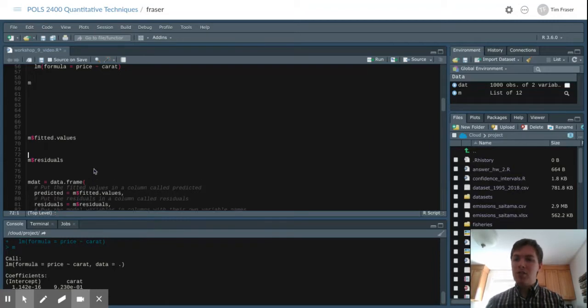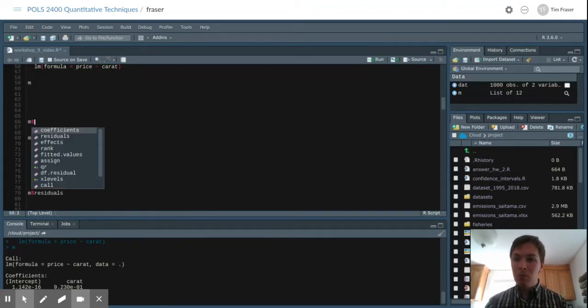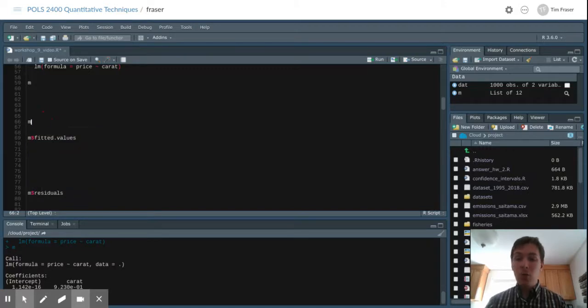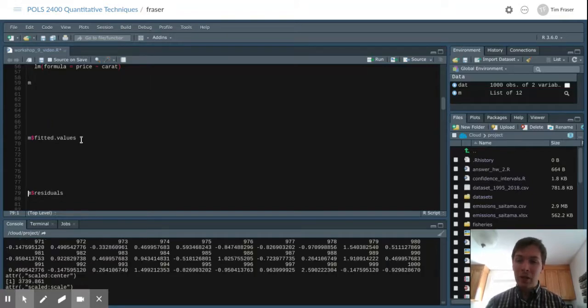We can get some other stuff out of our model too. If we put this up here, we'll see there's a ton of stuff contained in this. There's coefficients, there's residuals, fitted values, this thing called model down here. Let's walk through a few of them. Most of them don't matter, but one of them is fitted values, which I have right here.